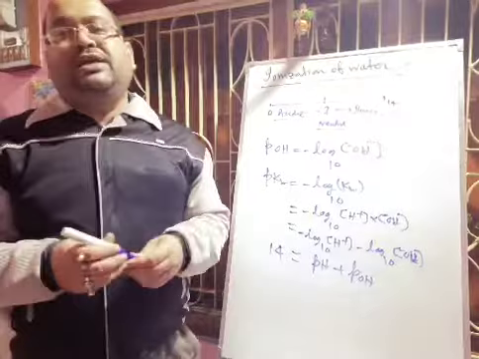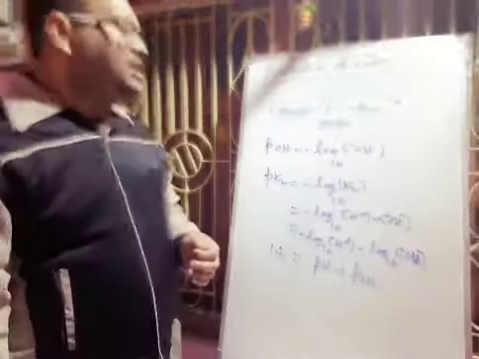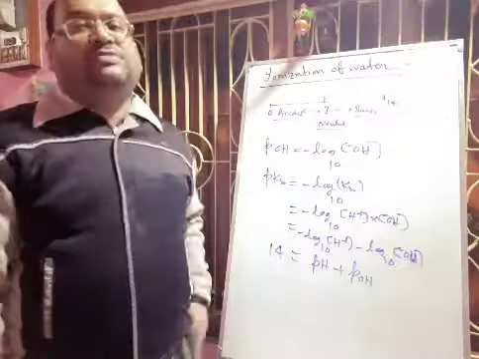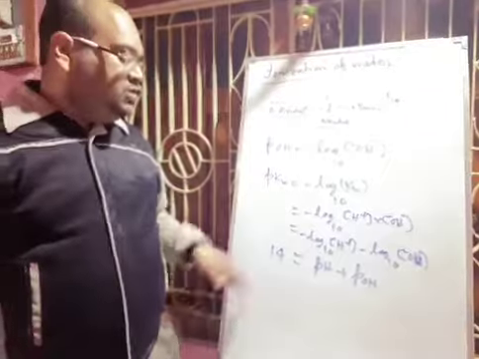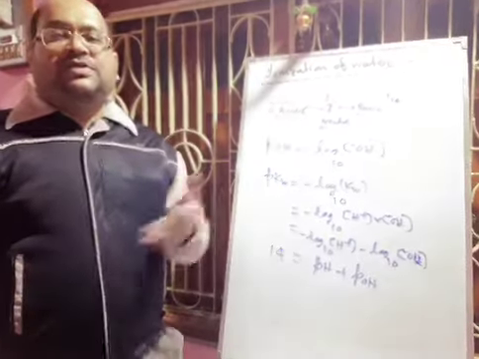Even at 25 degrees centigrade, Kw is almost 10 to the power minus 14, 1.008 into 10 to the power minus 14. Hope you can understand. So in this way also we can show that pH plus pOH is equal to 14.